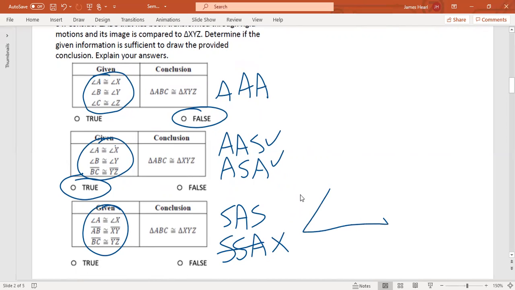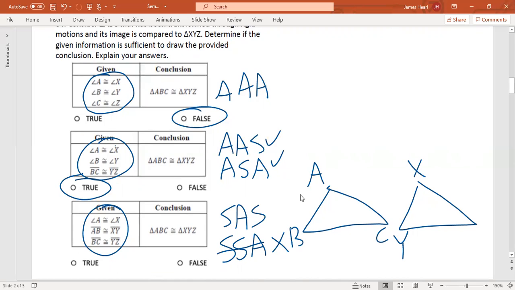So let's sketch two triangles real quick and see what we've got here. A, B, and C, X, Y, and Z. A matching X, AB matching XY, BC matching YZ. That angle is not in the middle. We don't have side angle side, so this is false. This does not work out.